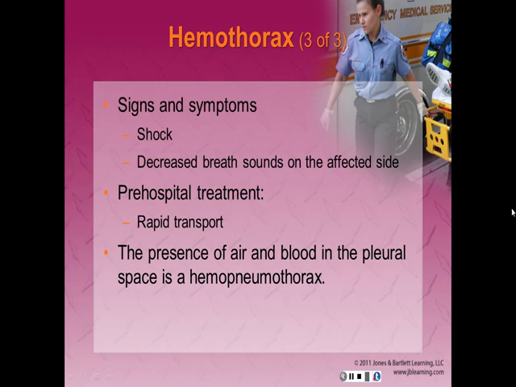The signs and symptoms that we see generally are signs and symptoms of shock and decreased breath sounds on the affected side. The lung is being compressed by the blood. Pre-hospital treatment for this condition includes the realization that we cannot control this internal bleeding in the pre-hospital setting, and we must provide rapid transport to the nearest facility capable of performing surgery. The presence of air and blood in the pleural space is known as a hemopneumothorax.